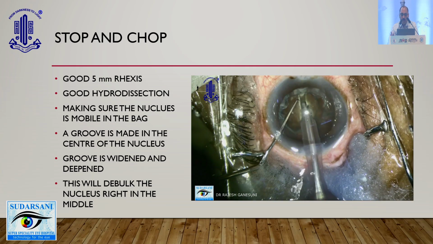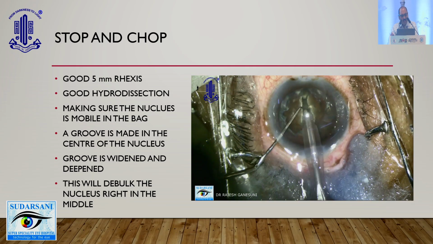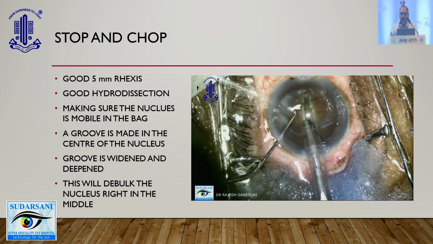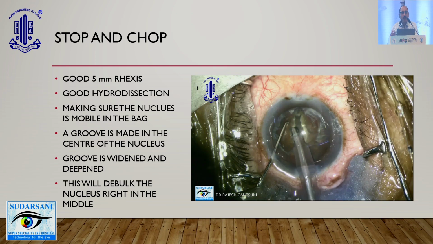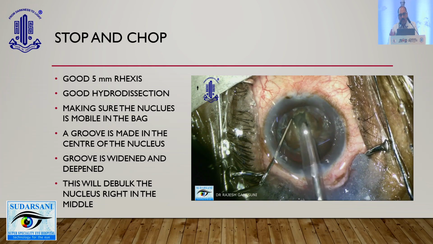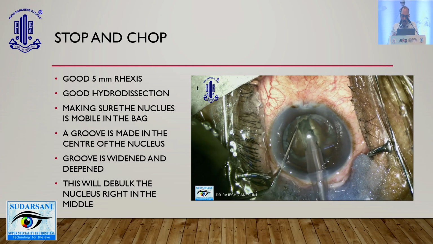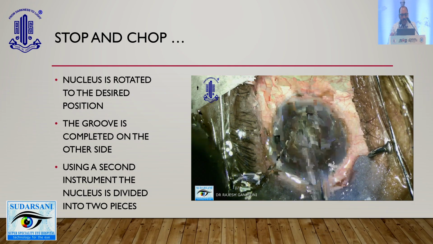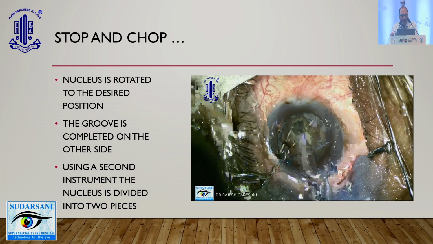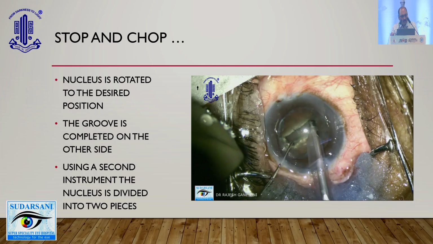Making sure that the nucleus is mobile in the bag, a groove is made in the center of the nucleus, and the groove is widened and deepened. The width should be at least 1.5 to 2 times the width of the phaco tip, and this will debulk the nucleus right in the middle of it. The nucleus is rotated to the desired position and the groove is completed on the other side also.